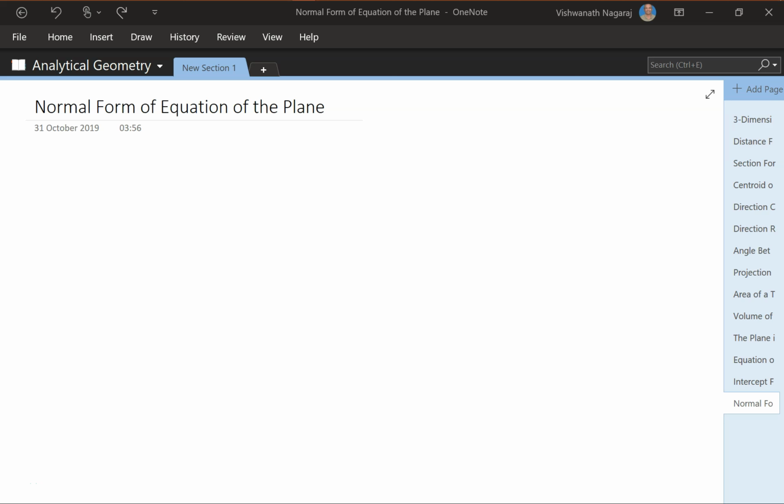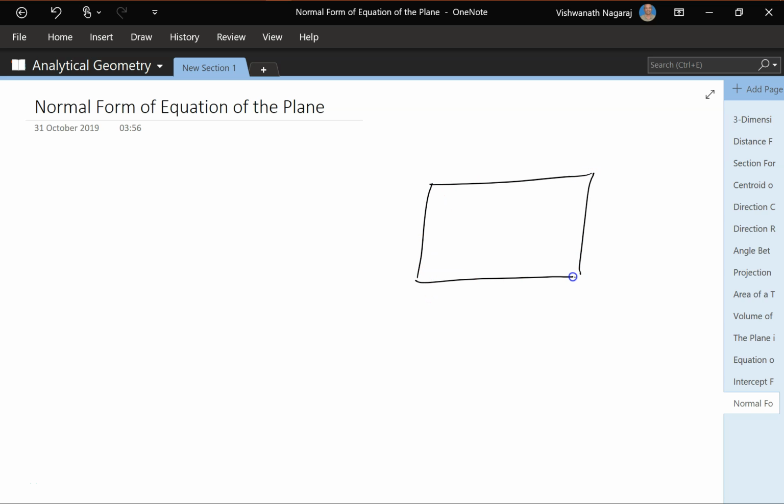Let's look at the normal form of the equation of the plane. As you know, normal basically means perpendicular to. So we have the origin O, a point N, and a point P, and this is the perpendicular distance from the origin. Let's say this point P is represented by this vector.